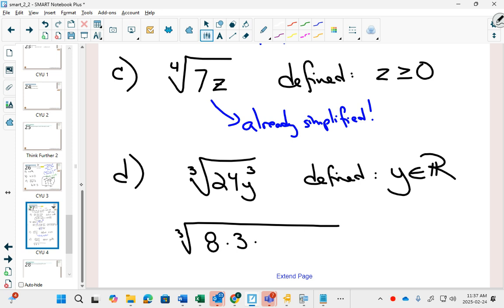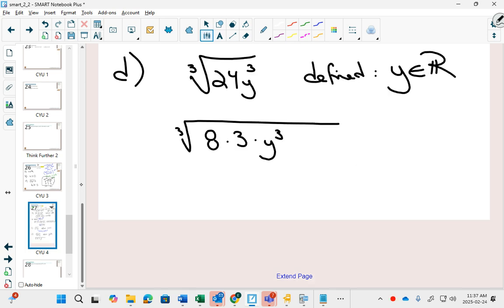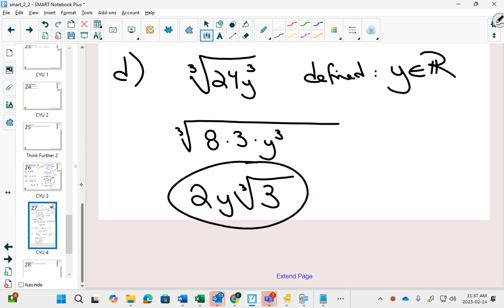And every time I have y cubed, I'm going to be able to pull out a y. So cube root of 8 is 2. Cube root of y cubed is y. Do I need absolute values? No. Absolute values only with even indices. Square roots, fourth roots, sixth roots, eighth roots. And then we still have our cube root of what's left inside, which is just the 3.